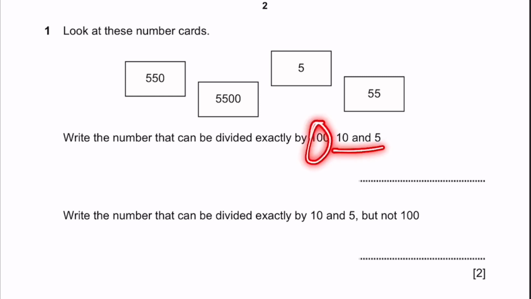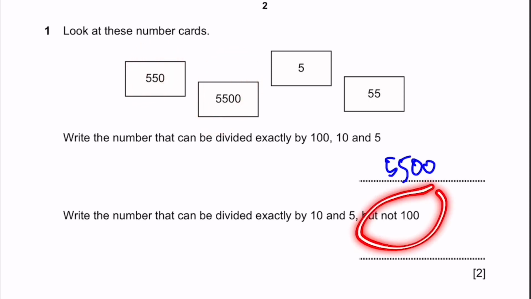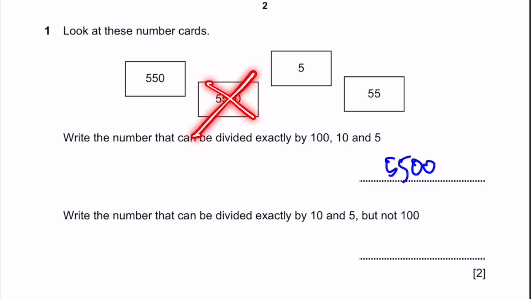100 is divisible by both 10 and 5, which means we only need to see which one can be divided by 100. The only one is 5,500. That's the answer. Write a number that can be divided exactly by 10 and 5, but not by 100. So if it's divisible by 10, it will be divisible by 5. Which ones are divisible by 10 and 5? 550 and 5,500. But it should not be divisible by 100, which means we can rule out this, and only 550 is the answer.